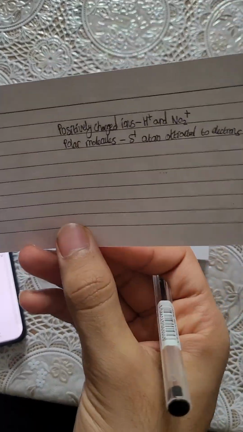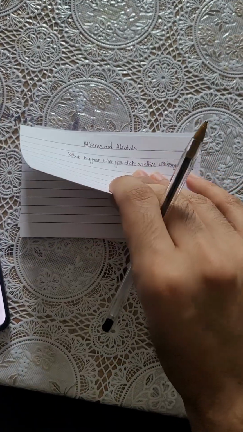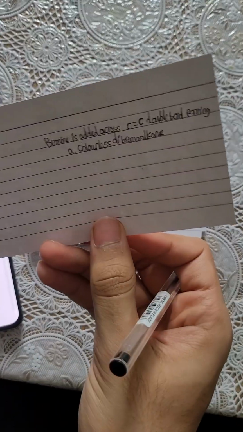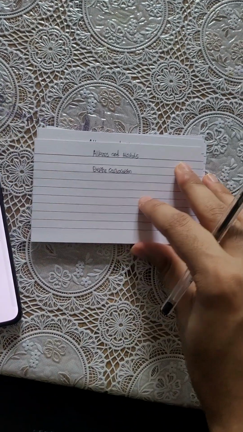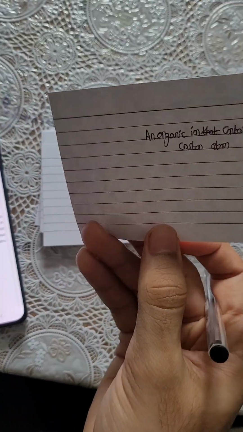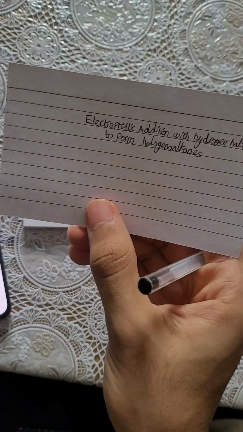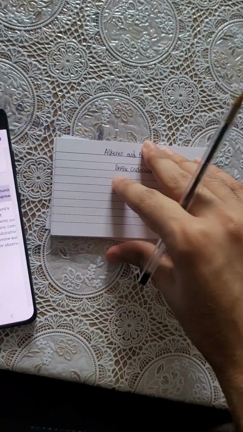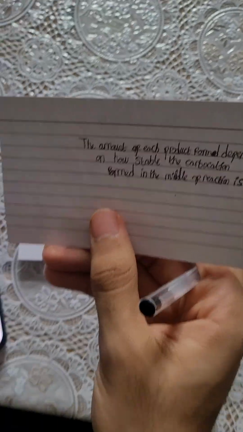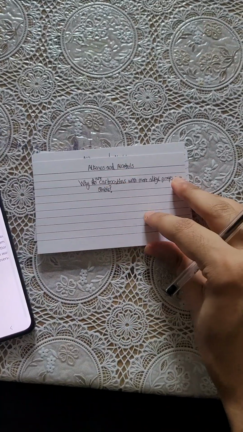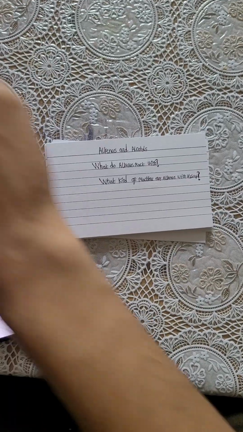Two examples of electrophiles: positive charged ions and polar molecules. When you shake an alkene with orange bromine water, bromine is added across the carbon-carbon double bond, forming a colorless dibromoalkane. Carbocation: an organic ion that contains a positively charged carbon atom. Alkenes undergo electrophilic addition with hydrogen halides to form haloalkanes. Carbocation intermediate: the amount of each product formed depends on how stable the carbocation formed in the middle of the reaction is. The more stable, you definitely need to know this, because the alkyl group feeds electrons towards the positive charge, the positive inductive effect.